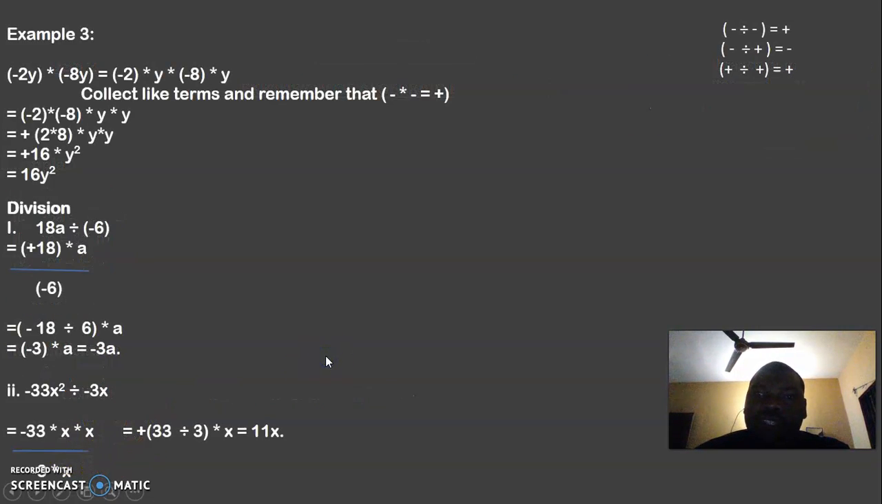Let's move on over to the next example. Example 3 says minus 2y times minus 8y. Minus 2y times minus 8y.